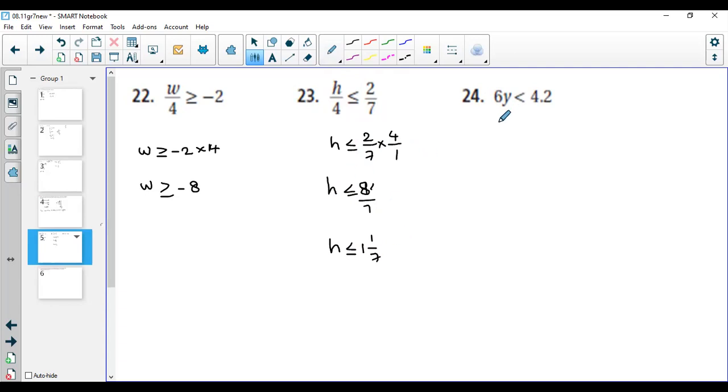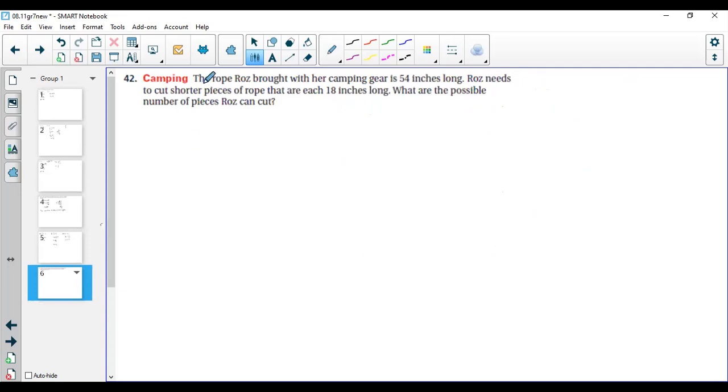Here again, it's 6 multiplied by y is less than 4.2, which means y is less than 4.2 divided by 6. So y is going to be less than 0.7. This is mental math: 42 divided by 6 is 7, but we have a decimal, so we place the decimal, 0.7. Okay, so the last problem solved.